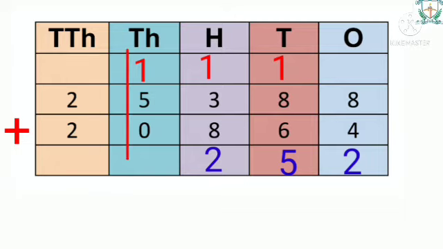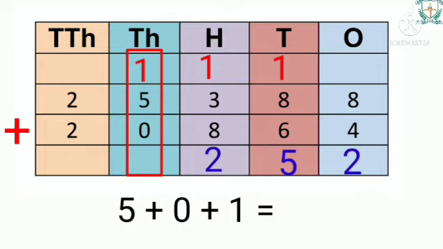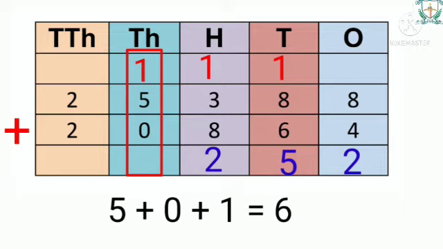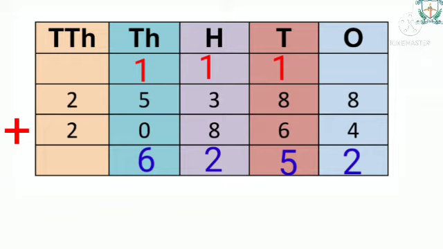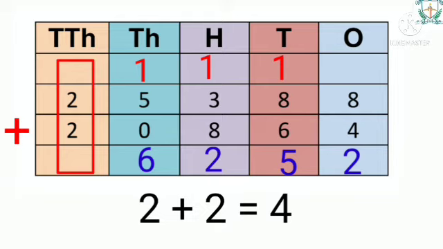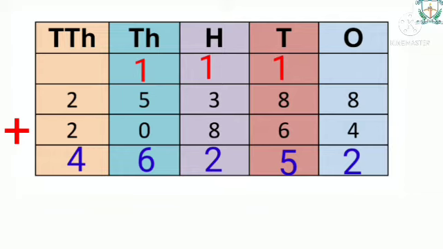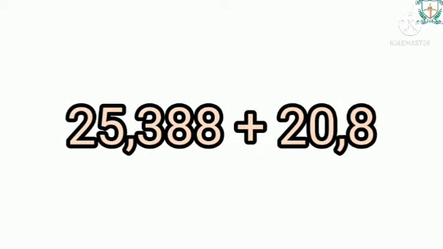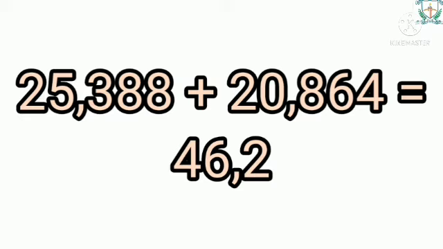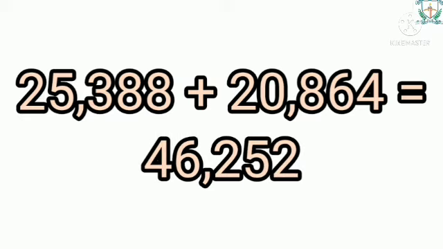Now, add the digits in thousands place. That is, 5 plus 0 plus 1, which is equal to 6. Write 6 in thousands place. Now, add the digits in 10,000s place. That is, 2 plus 2, which is equal to 4. Write 4 in 10,000s place. So, when we add 25,388 and 20,864, we get the sum as 46,252.